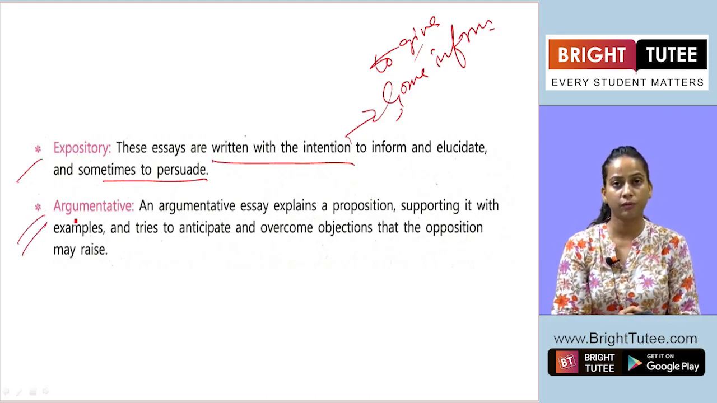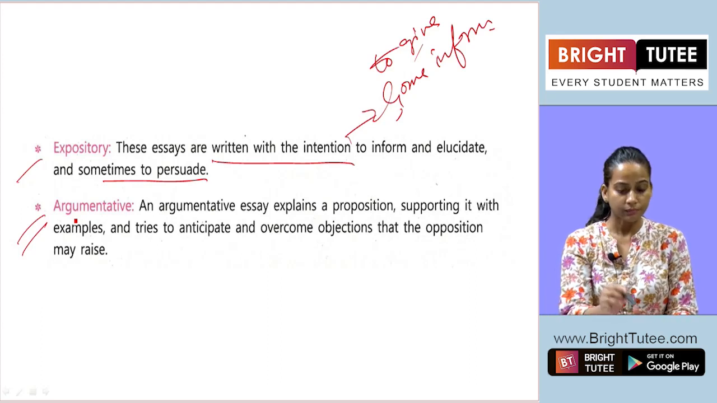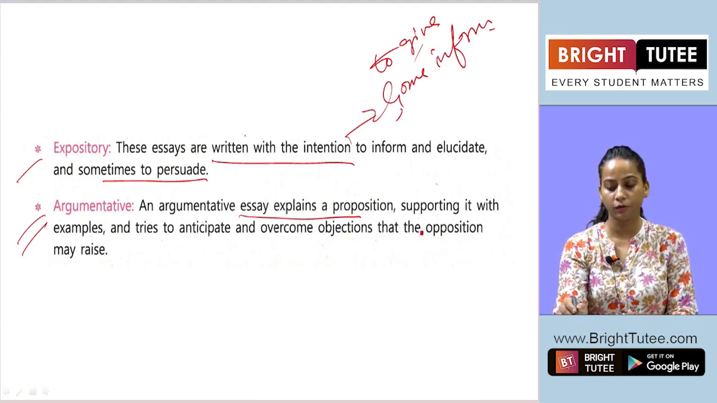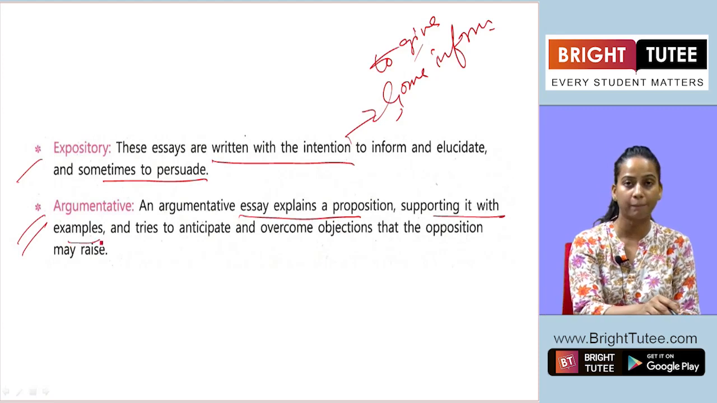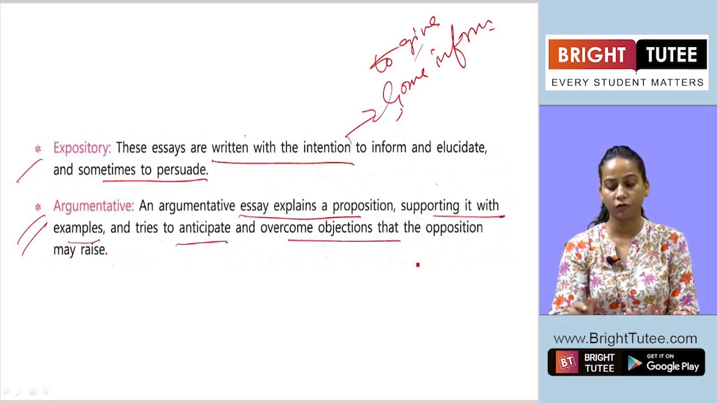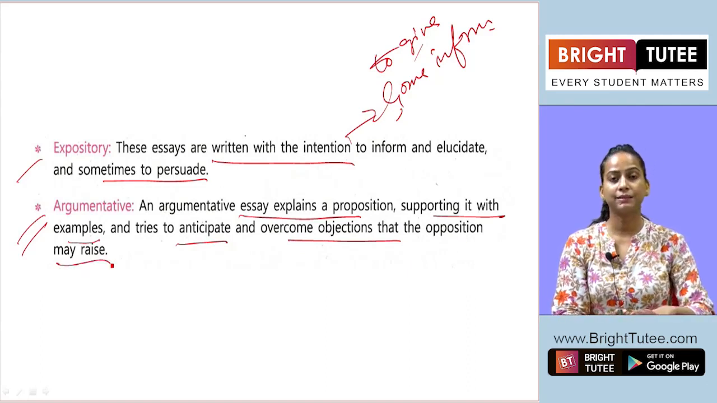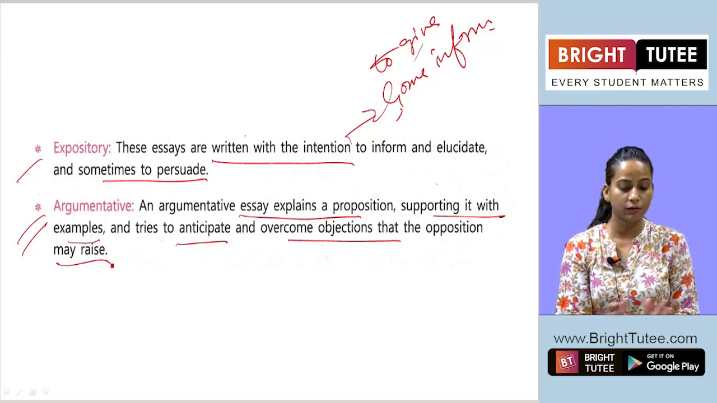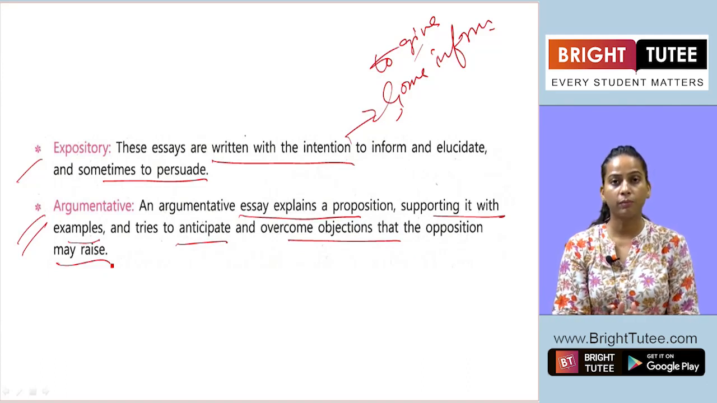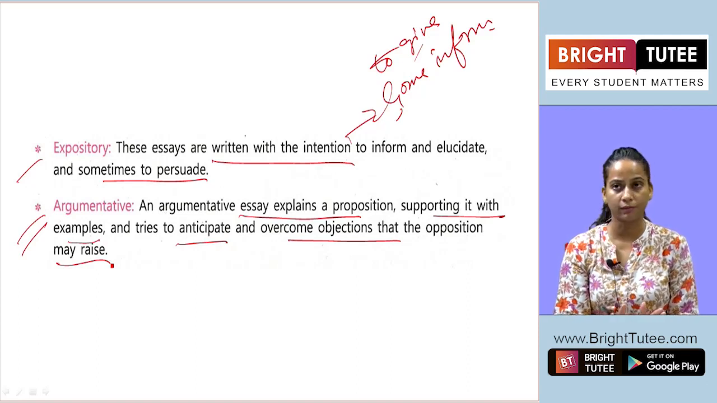The next type of essay writing is the argumentative. It explains a proposition, supporting it with examples, and tries to anticipate and overcome objections that the opposition may raise. So this is in the form of argument, where you are discussing different issues, different topics here.